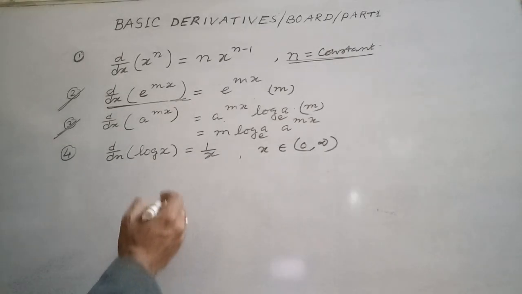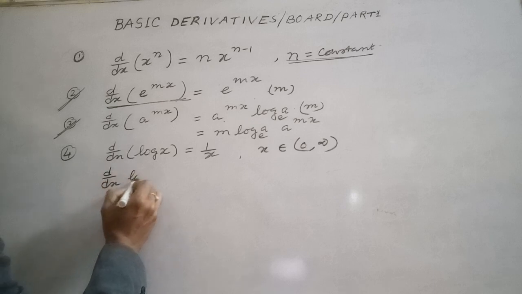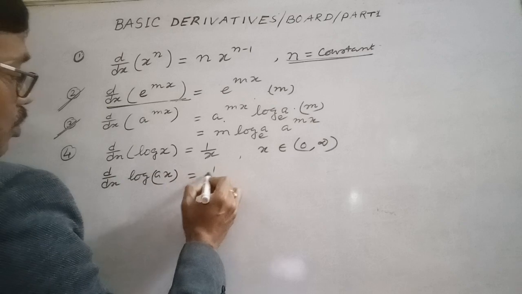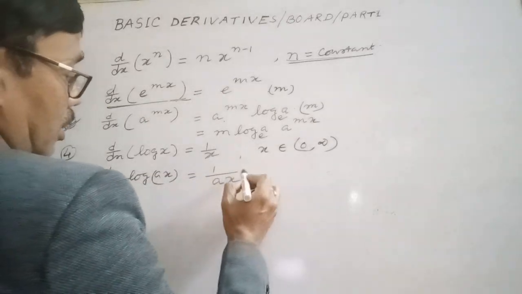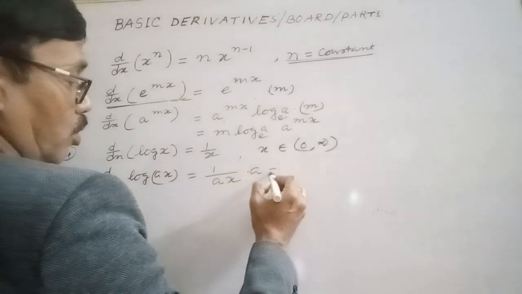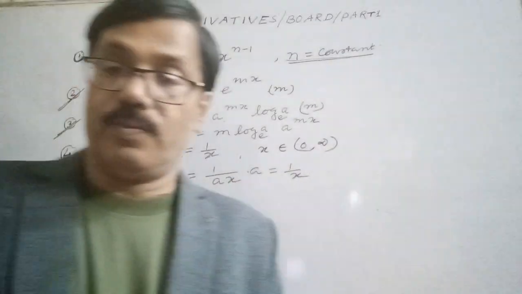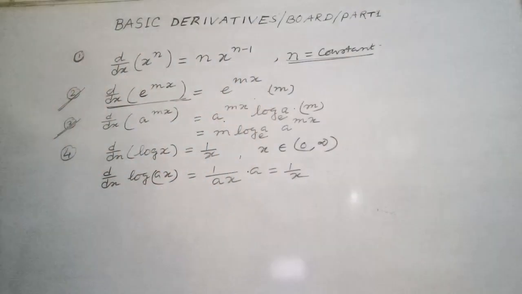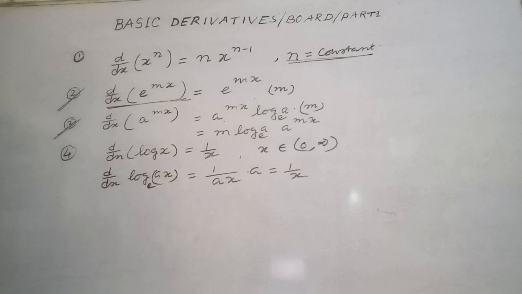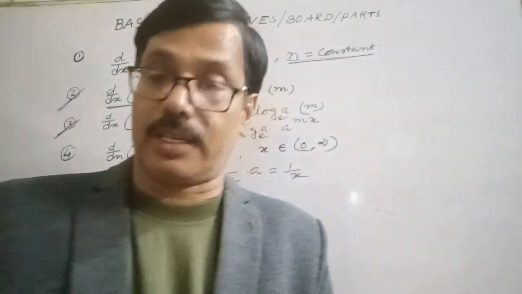Now, general result: d/dx of log ax equals 1 by ax into coefficient of x. Mind it, so 1 by x. This is to be noted. Log, obviously base is e. Log ax, what is the derivative? Not 1 by ax, 1 by x.